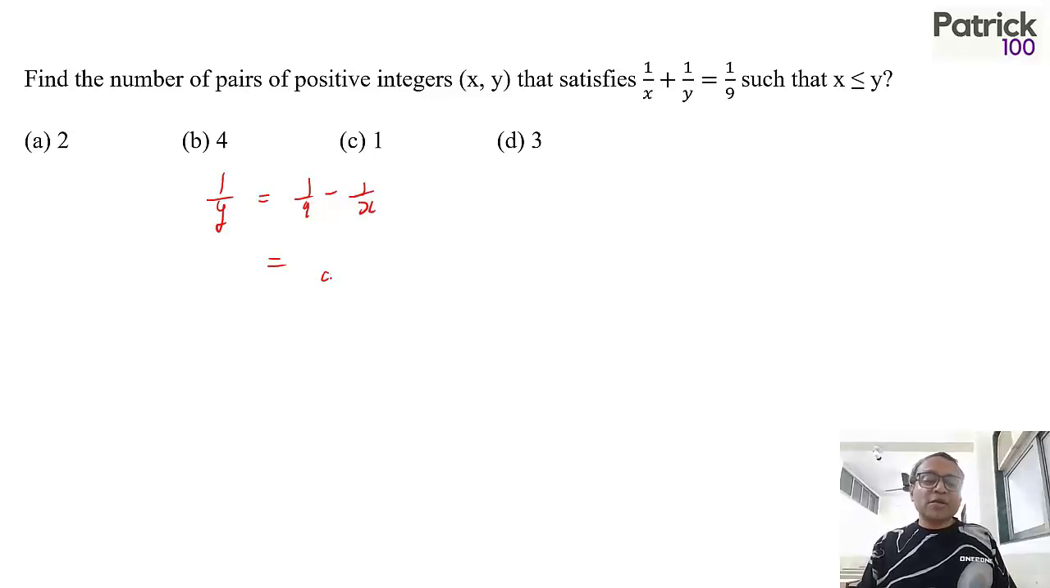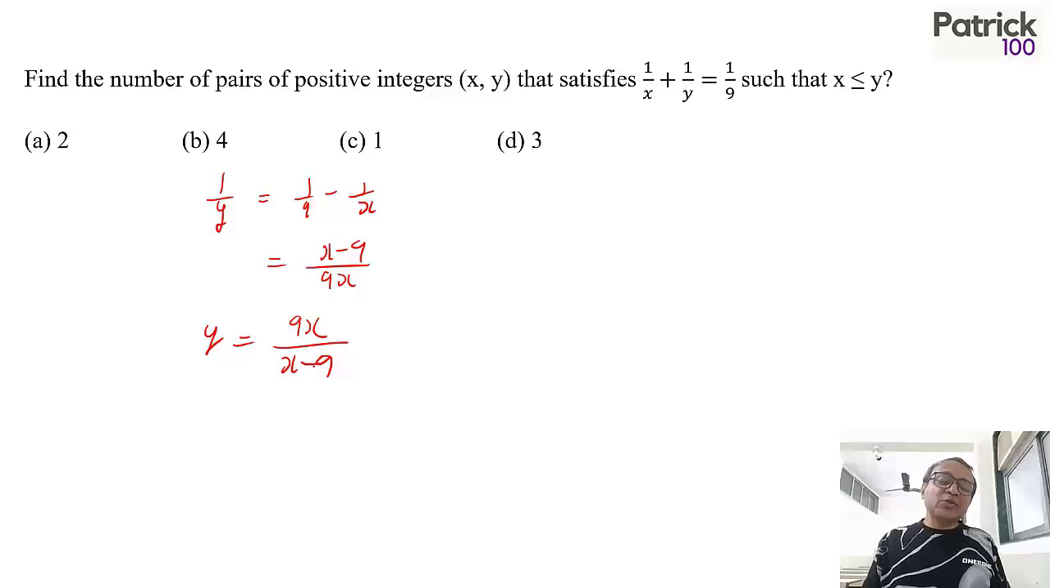If I solve, y will be equal to 9x upon x minus 9. Now substitute values. I know x has to be more than 9. So if I put x as 10, let's say, I realize that y will become 90. 10 into 9 becomes 90 upon 10 minus 9. If I put 11, an odd number, the difference will be 2, and 2 doesn't get cancelled with 9 and 11, so no.